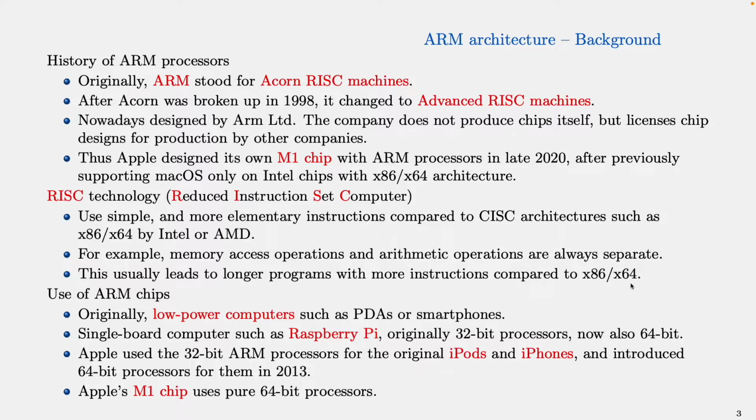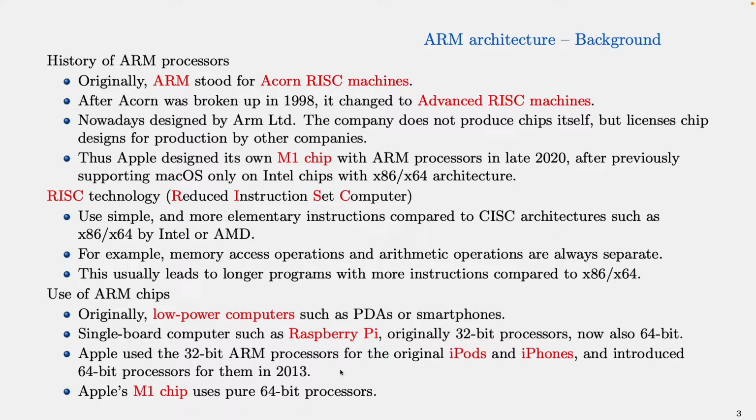Historically, ARM chips have been used in low-power computers, such as PDAs or smartphones. And more recently, we've seen them on single-board computers, such as the popular Raspberry Pi. Originally as 32-bit processors, but nowadays we also have 64-bit Raspberry Pis, even though the main operating system, Raspberry OS, by default still operates in 32-bit mode. But for example, there are 64-bit Linux versions that can run on the Raspberry Pi.